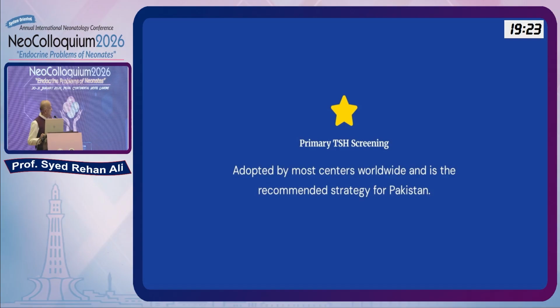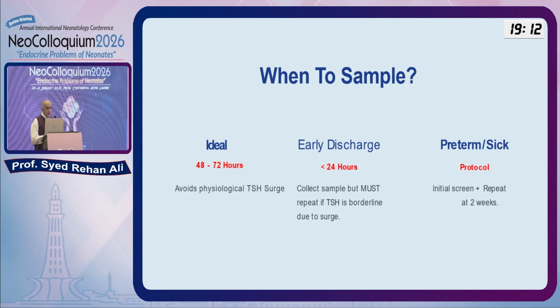Primary TSH screening was adopted by most centers worldwide and is the recommended strategy for Pakistan. Now, when to sample? As I said, the first 48 to 72 hours, to avoid the physiological TSH surge. This would be the ideal scenario. And if the mom is going home early, less than 24 hours, which is the usual scenario in our government setup, you can collect a sample, but if the TSH is borderline, it must be repeated. Now, in terms of preterm and sick infants, you follow the protocol of your institution, you do the initial screening, and then you repeat in 2 weeks.